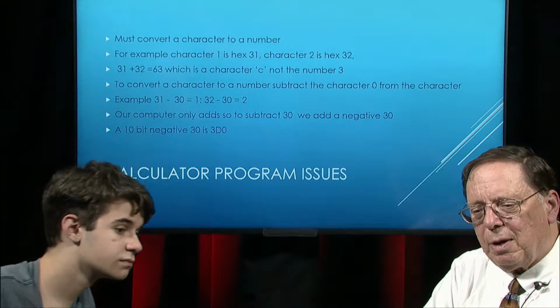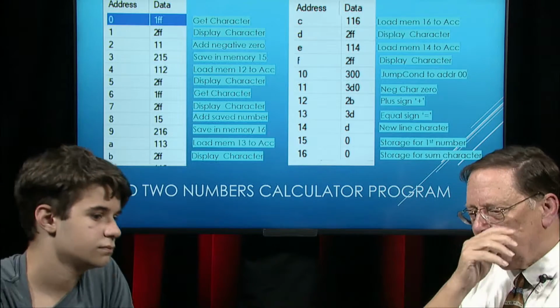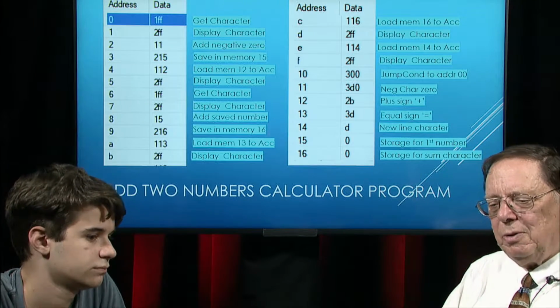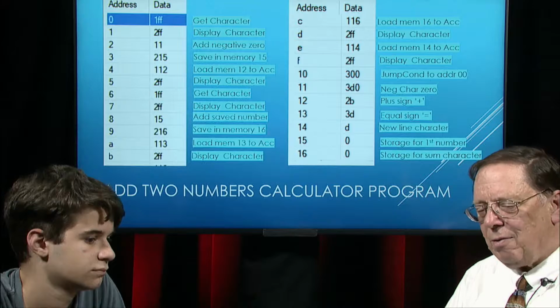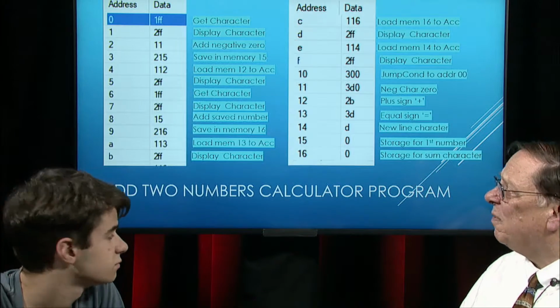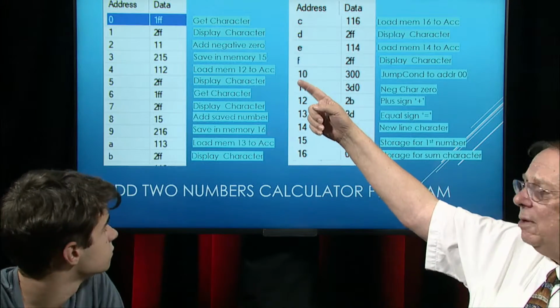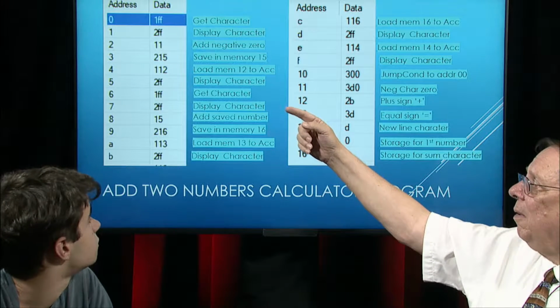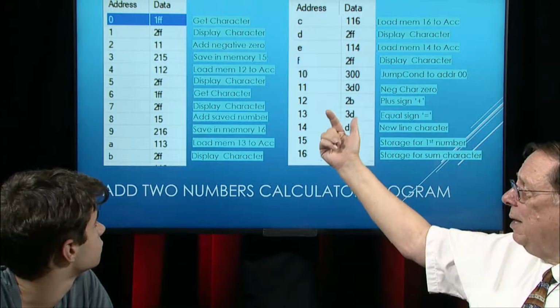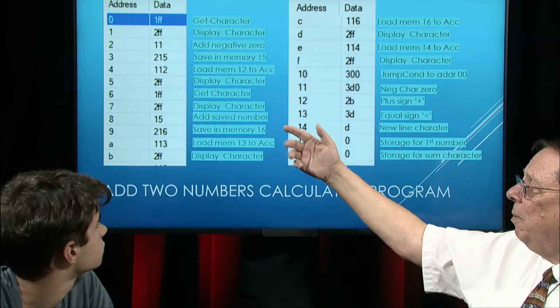So let's see how this program looks. So this is a program to add two numbers, this calculator program. So the first step we're going to have is get a character. That's a 1FF. 2FF is display that character. And then we want to do an add.